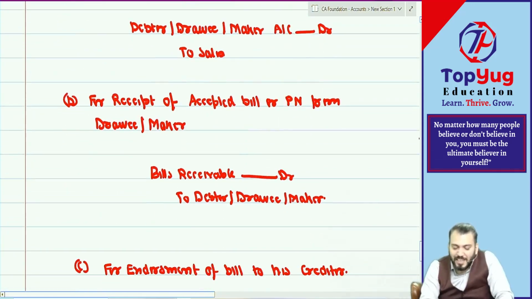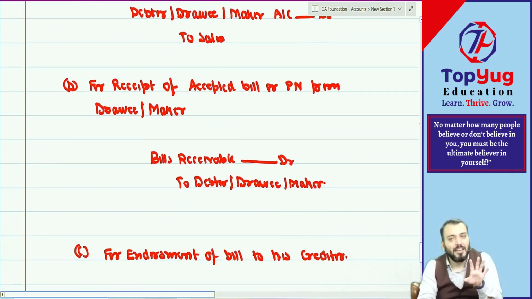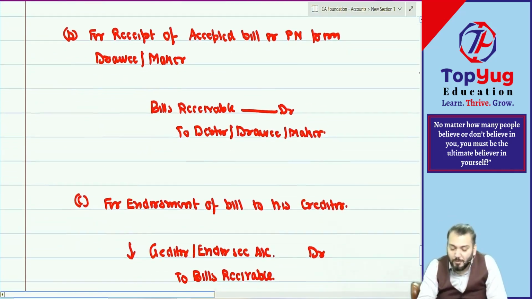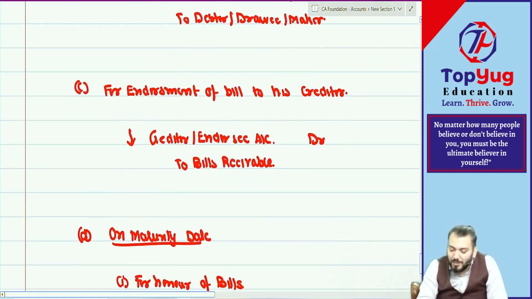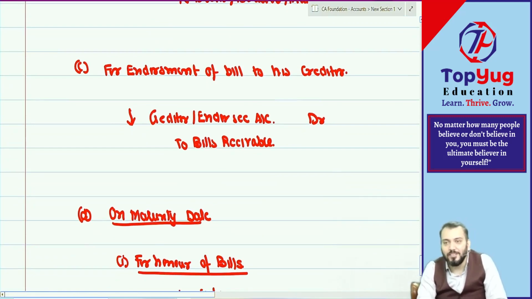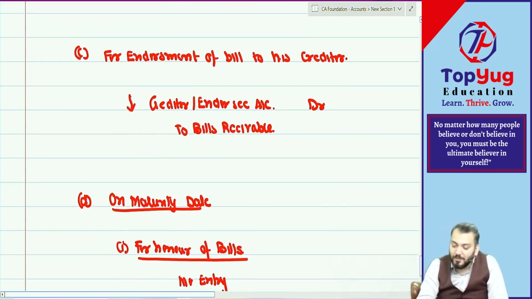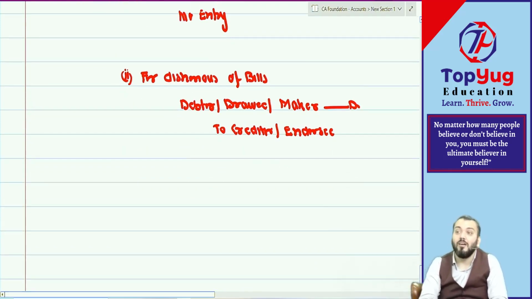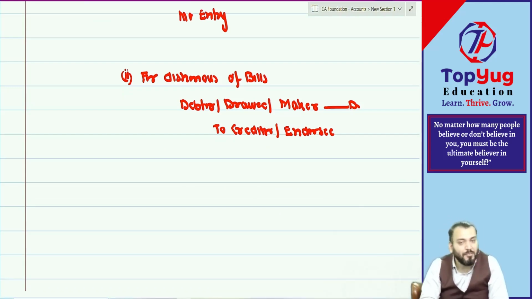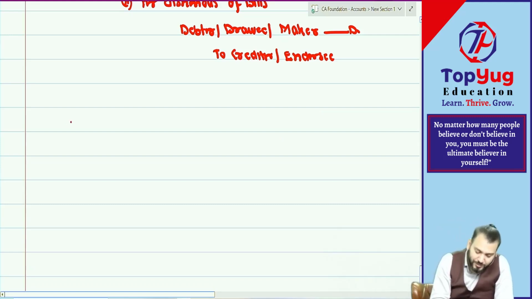But for credit sales, what journal entry? Debtor account debit to sales. For receipt of bill, what journal entry? BR account debit to debtor. Then for endorsement of bill, what journal entry? Creditor account debit to bills receivable. Then for honor of bill, what journal entry? No journal entry because Ram will not collect the amount. Then for dishonor of bill, now Ram needs to pay to Ravan and Ram will receive from Sita. Therefore, one debtor will come and one creditor will come. So debtor account debit to creditor. Understood? Correct. Now coming to the last situation.